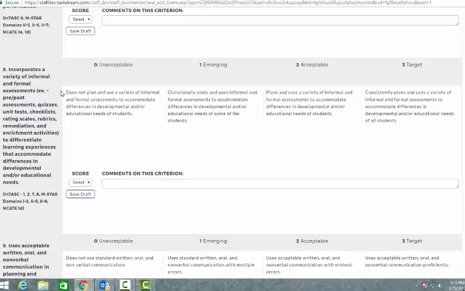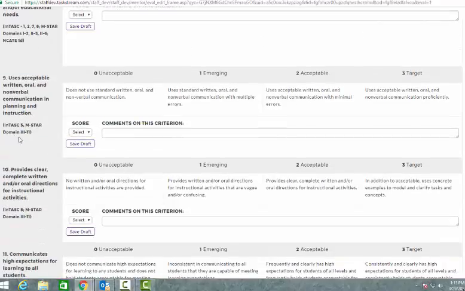So this is just really strong planning, which led to a very effective lesson. So that's how that works.